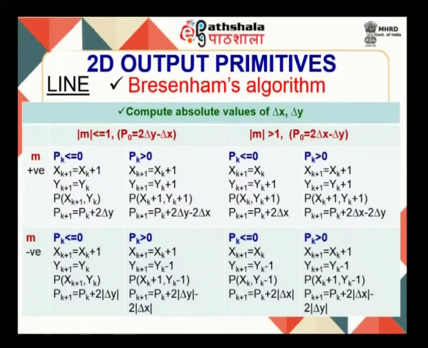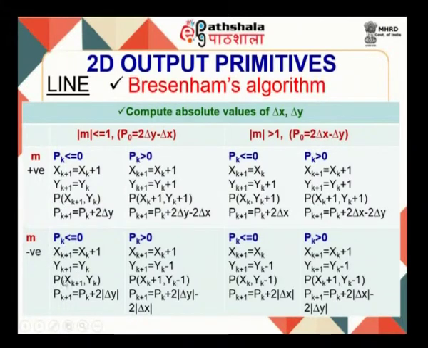If m is less than 1 and m is positive, what set of equations should you use? If m is greater than 1 and m is positive, what set of equations should you use for the Pk less than 0 and Pk greater than 0 cases? And the same thing is summarized for the negative case, that is, if m is less than 1 and m is negative, that means the line is inclined towards the x axis, but while x increases, y decreases. So, that is what a negative slope line is.